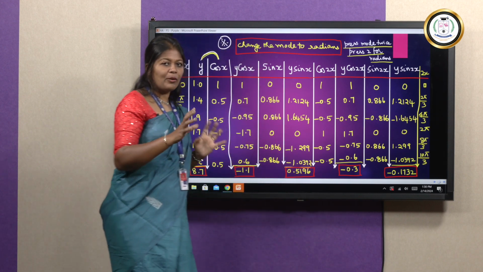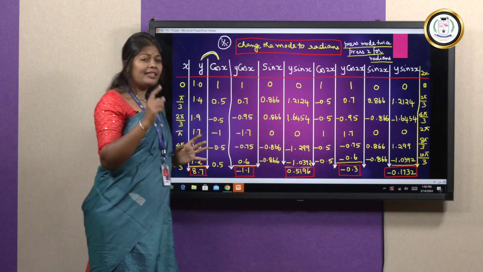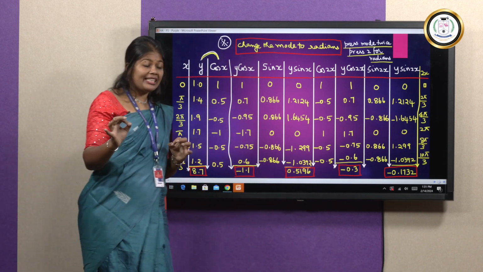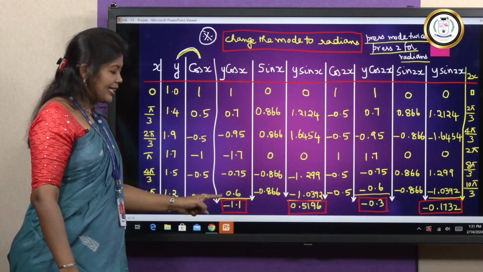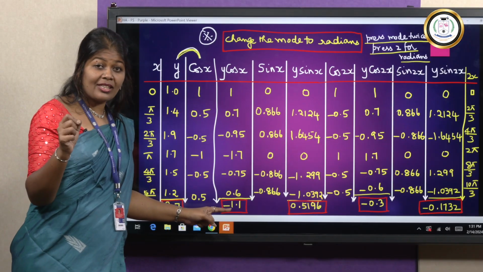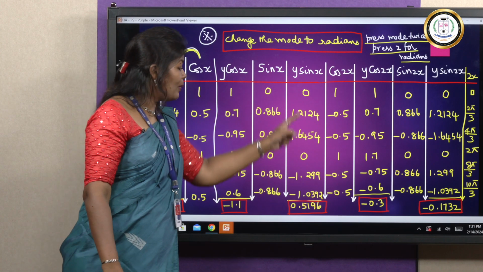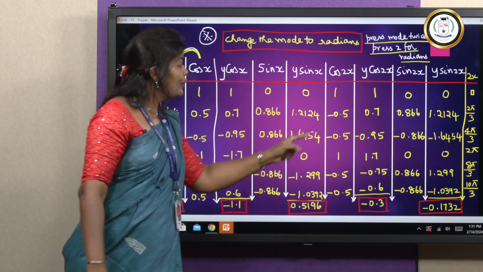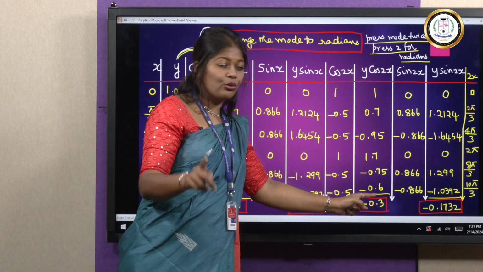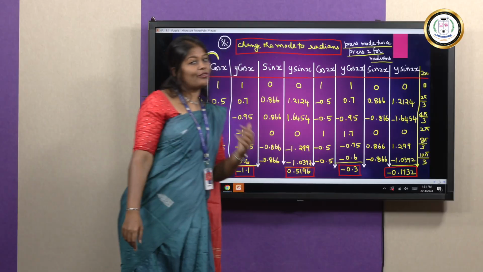This is how you fill up all the values and find the sum only for the columns that are needed. So you need sigma y cos x for what? You need sigma y cos x for a1. You need sigma y sin x for b1. You need sigma y cos 2x for a2, and you need sigma y sin 2x for b2.